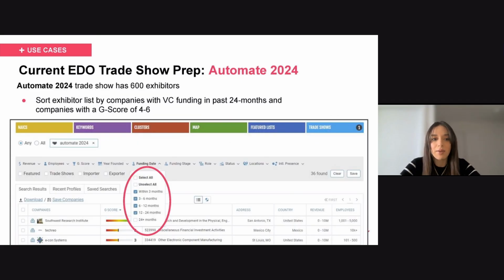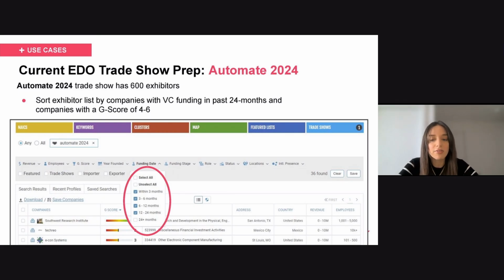So right now, I'm helping one of my accounts prepare to attend Automate, taking place in Chicago this May. There's a total of 600 exhibitors on the list. So they weren't sure how to go about it, who to reach out to, and they just don't have the bandwidth to research 600 companies and reach out to every single one of them. So what I've done for them is I've helped them break it down into two smaller lists. One list is focused on companies that have received VC funding in the past 24 months.